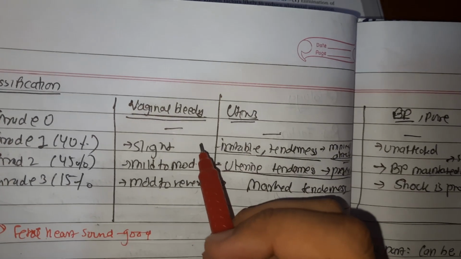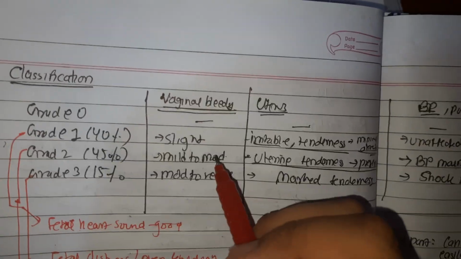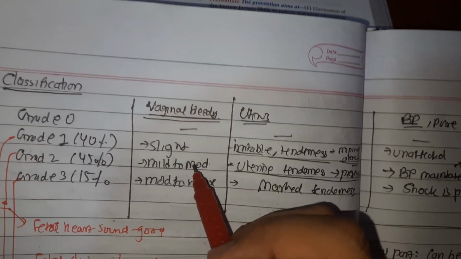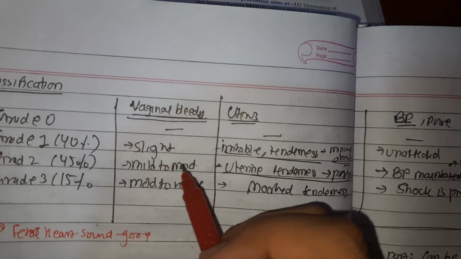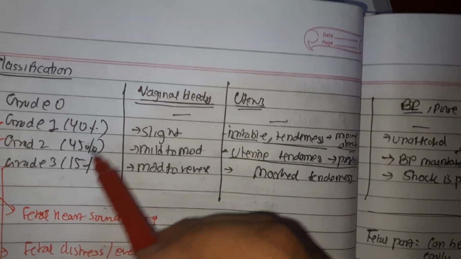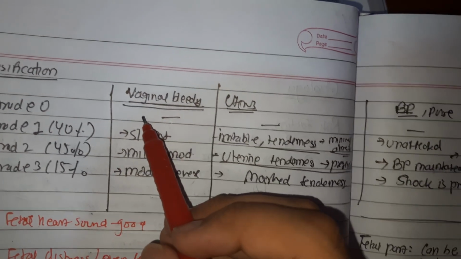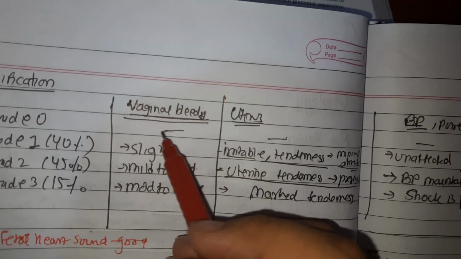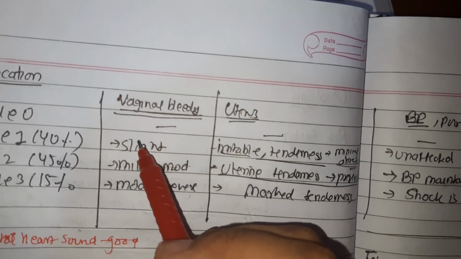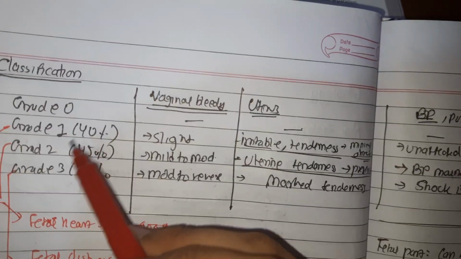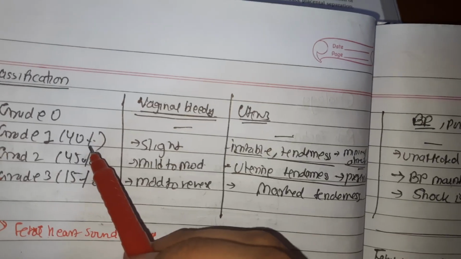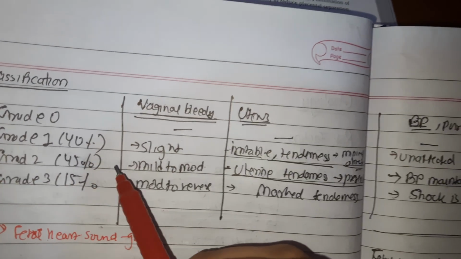We have the clinical classification of abruptio placenta. Depending upon the degree of placental abruption and clinical effect, cases are graded as grade 0, 1, 2, 3. In grade 0, the clinical features are absent. The diagnosis is made after inspection of the placenta following delivery. Grade 1 consists of 40% of the cases.